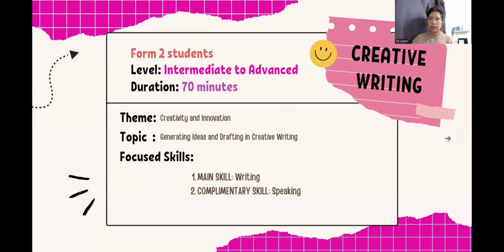So the target of this lesson is 2 students, and the level of the students' proficiency is intermediate to advanced. The duration of the lesson will be 70 minutes long. The theme of this lesson is creativity and innovation. The topic is generating ideas and drafting in creative writing. There are 2 focus skills in this lesson. The main skill is writing and the complementary skill is speaking.